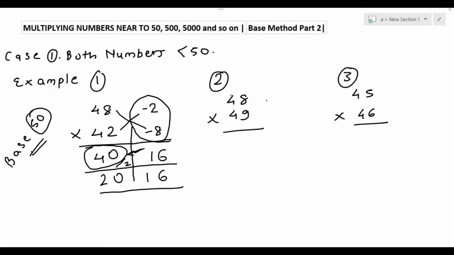So I hope example 1 was clear. Let us see one more example. This technique will happen a lot faster. I am also explaining at the same time, so it will take time for me to do. So let us see one more example, 48 into 49.